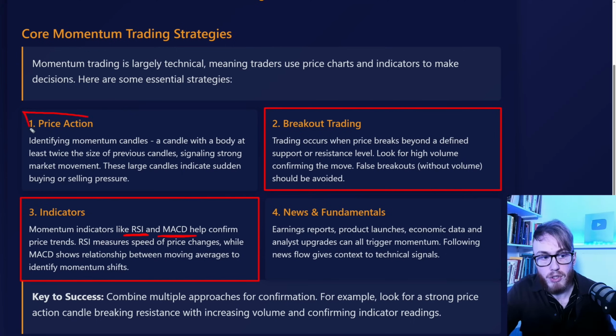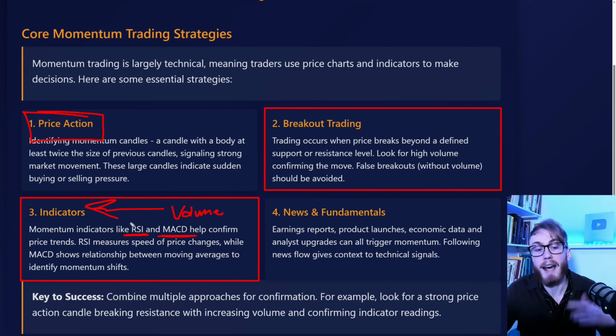You can use purely price action to trade momentum, but especially for beginners, indicators like the MACD and RSI can really help out. And I also want to mention here, I forgot to say it, but definitely include volume into this as well.